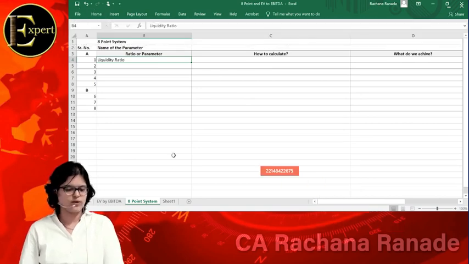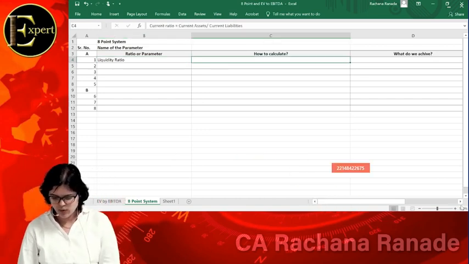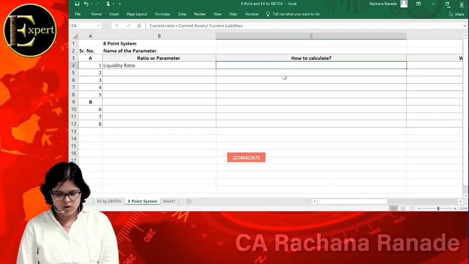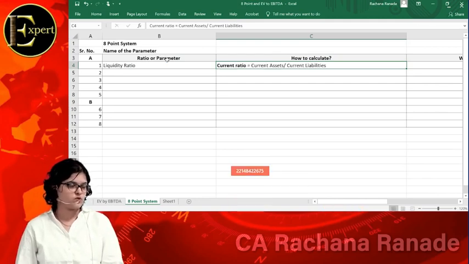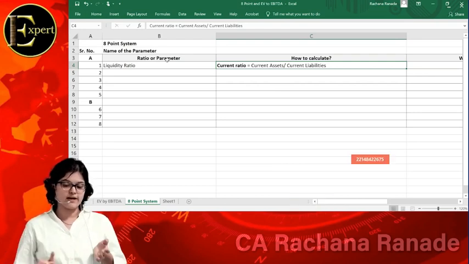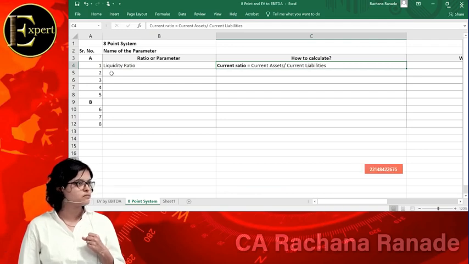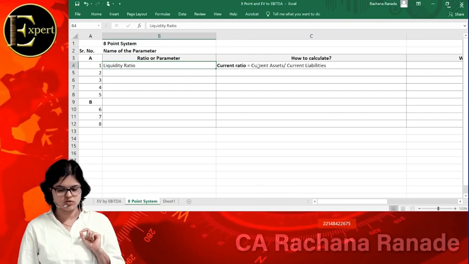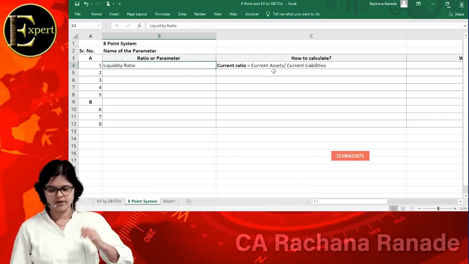Okay, the first ratio is liquidity ratio. We'll take this as a quick revision also. What was the name of the ratio, by the way, which we talked about? Current ratio. Right now I'm not telling you directly the name of the ratio. What does it tell us? It tells us about the liquidity position of the company. So the very first one is current ratio, and here we are just summarizing it up. So you can write down current assets upon current liabilities.